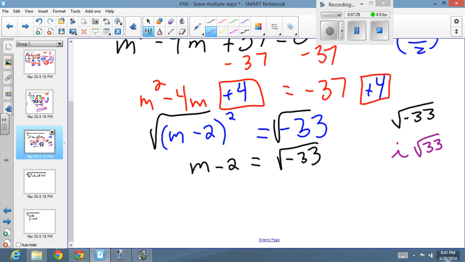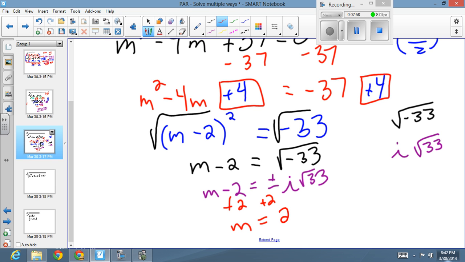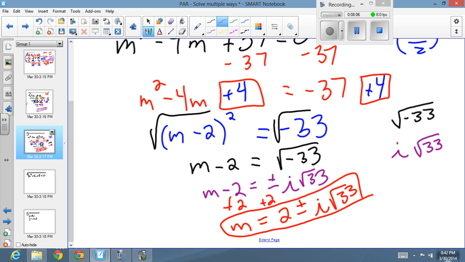An imaginary number. If I can break down 33, I'm going to, but I can't because 33 is not prime, but its only other factors are 3 times 11. There's nothing I could break out there. So this is m minus 2 equals the positive or negative i radical 33. Add 2 to both sides. So m is equal to 2 plus or minus i radical 33. Solved by completing the square.